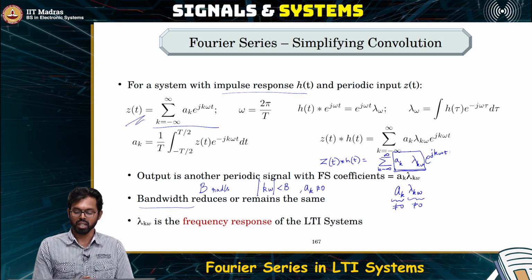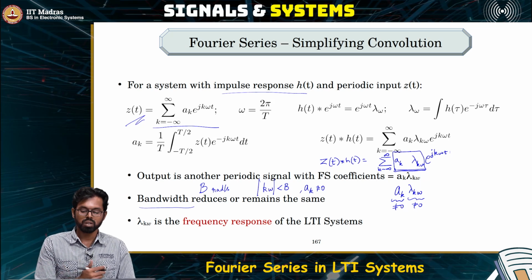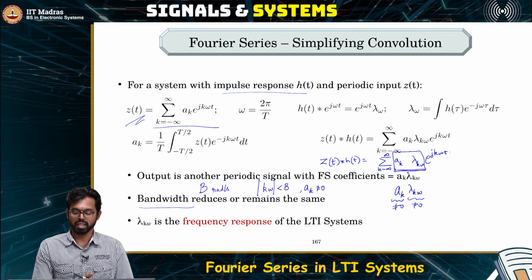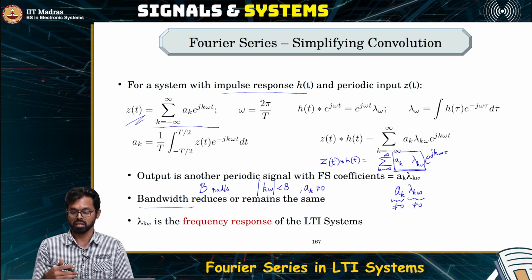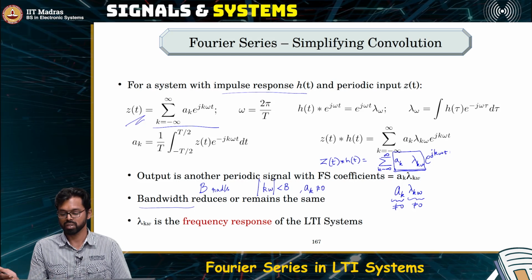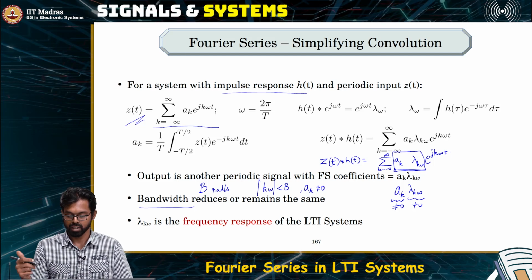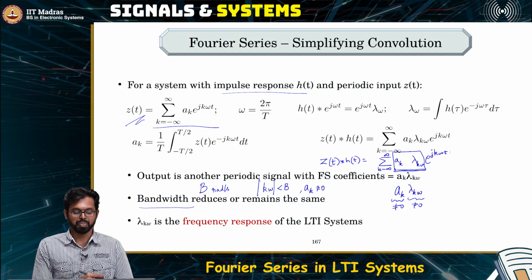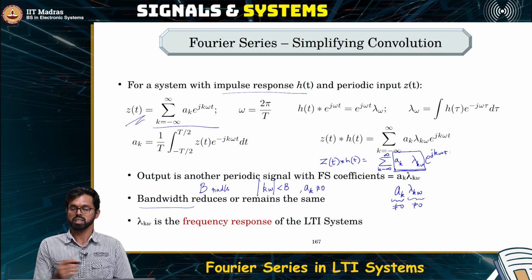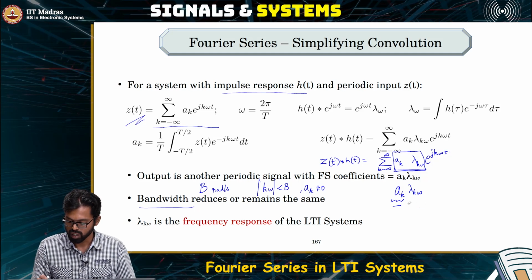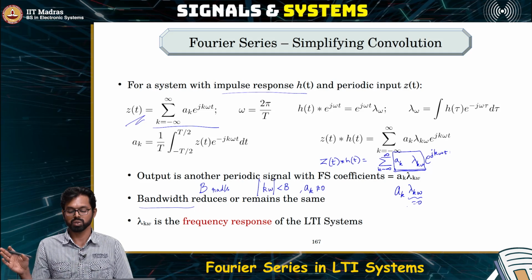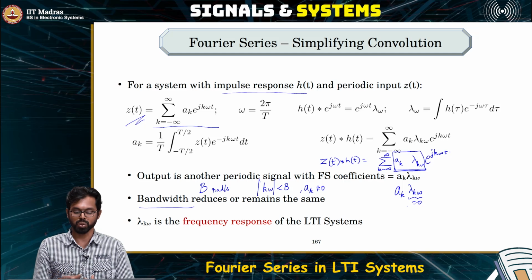So, it means that the bandwidth of the output will never be greater than the bandwidth of the input. This is a very interesting insight that we can get from this analysis. This is not really apparent from convolution in the time domain, but if you see the equivalent of the convolution in the Fourier series coefficients, it becomes very clear that the bandwidth can never increase at the output of an LTI system. At best, it can only decrease. So, if this lambda_k omega is equal to 0, then that frequency is driven to 0, which means the bandwidth can reduce.